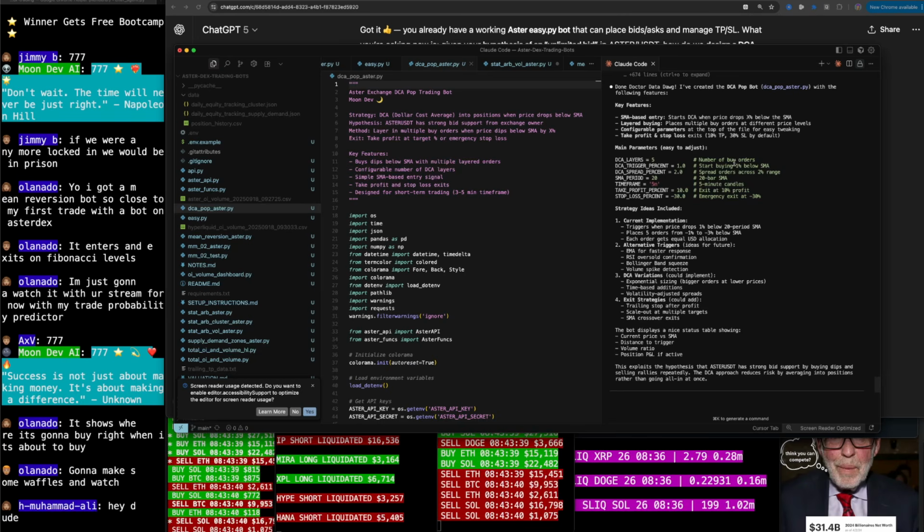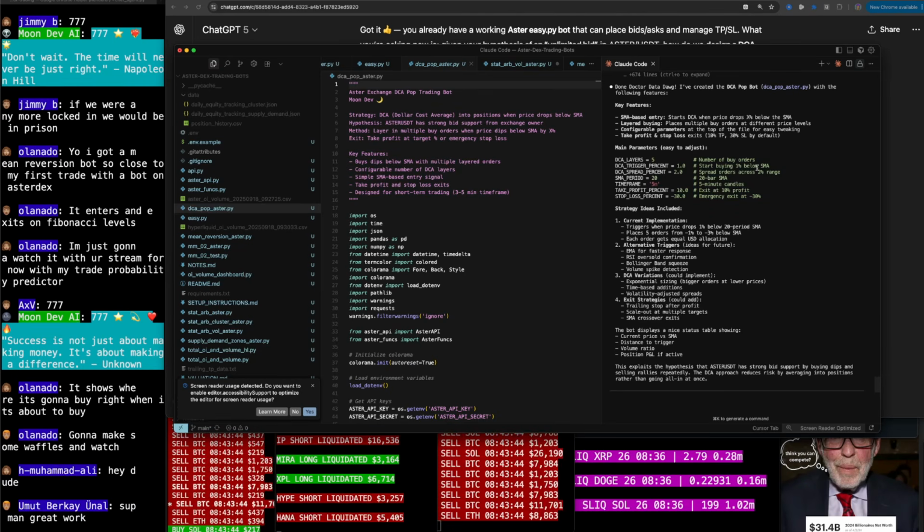DCA layers is 5, number of buy orders, starting at 1% below the SMA. Spread orders across a 2% range.